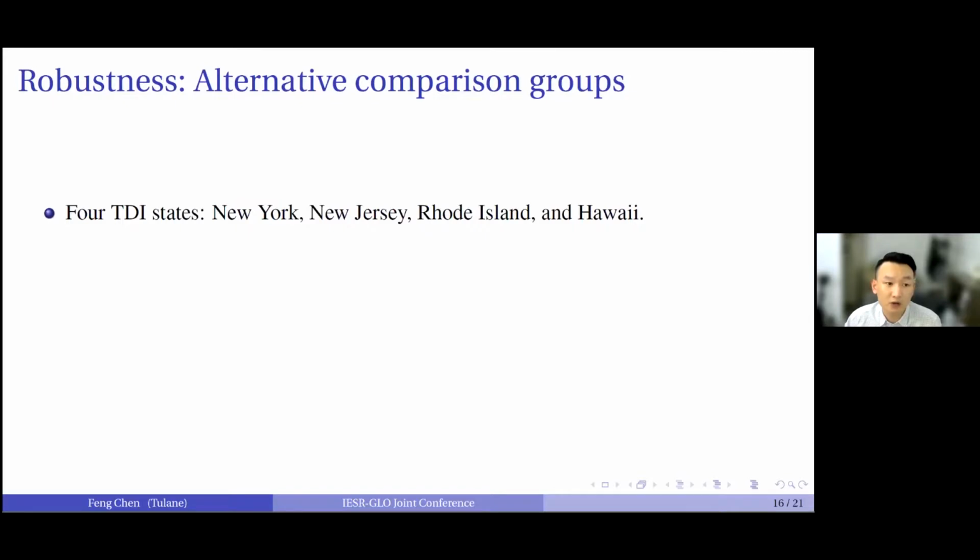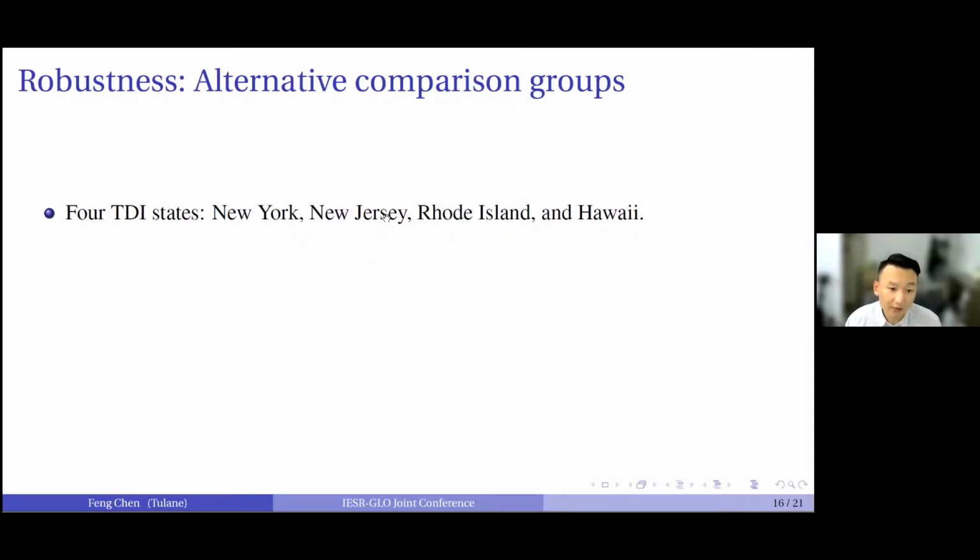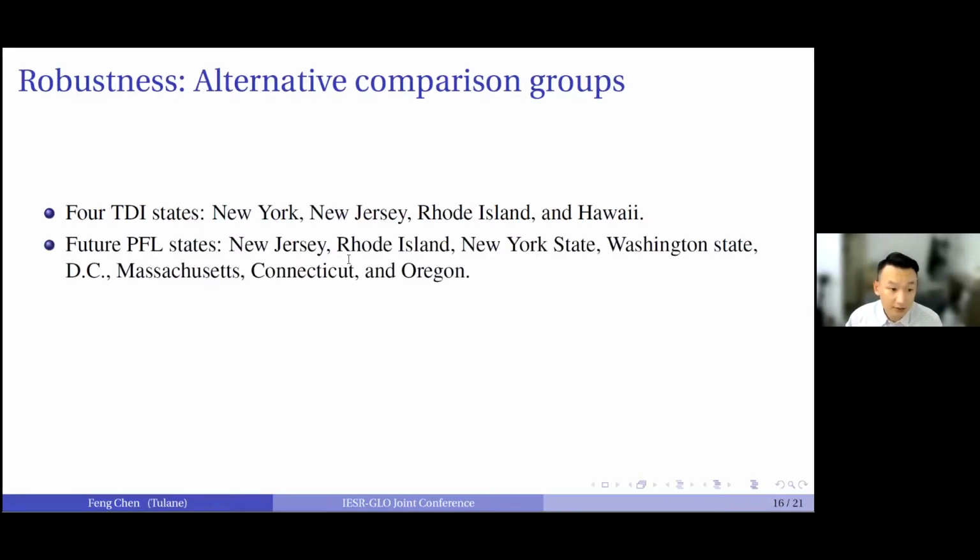Then I did some robustness checks with alternative comparison groups. First, we recall that there are 5 states with a temporary disability insurance program of 4 to 6 weeks. So I used the other 4 states as the comparison group. And secondly, I use the future paid family leave states that I mentioned before, because these states may share some common elements with California.